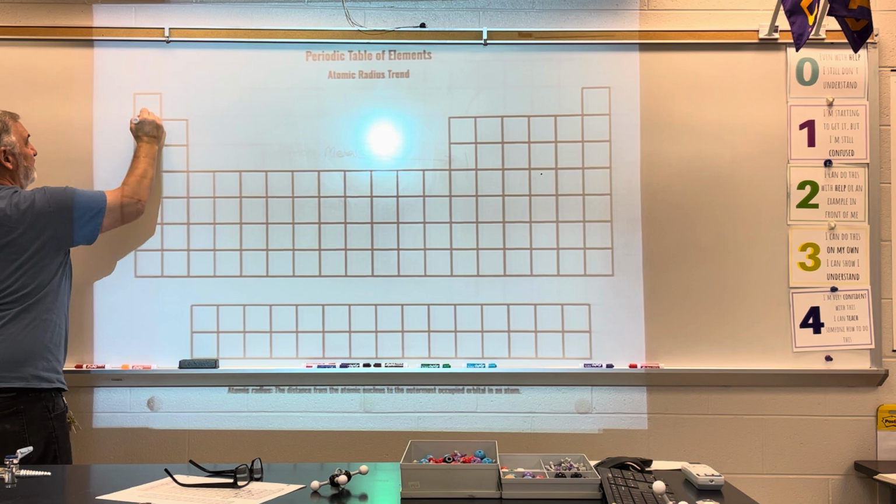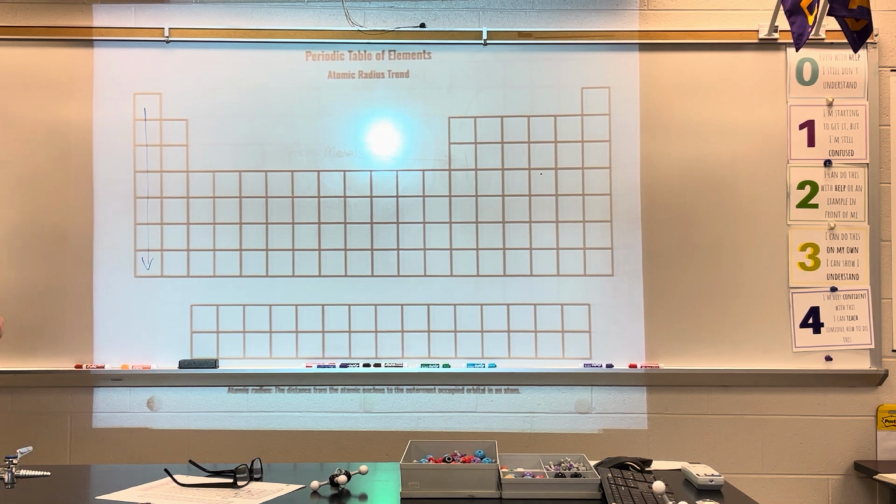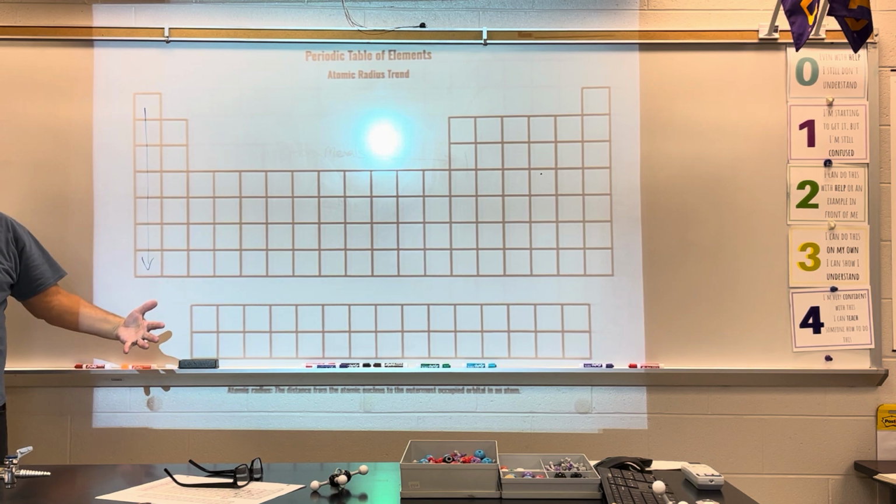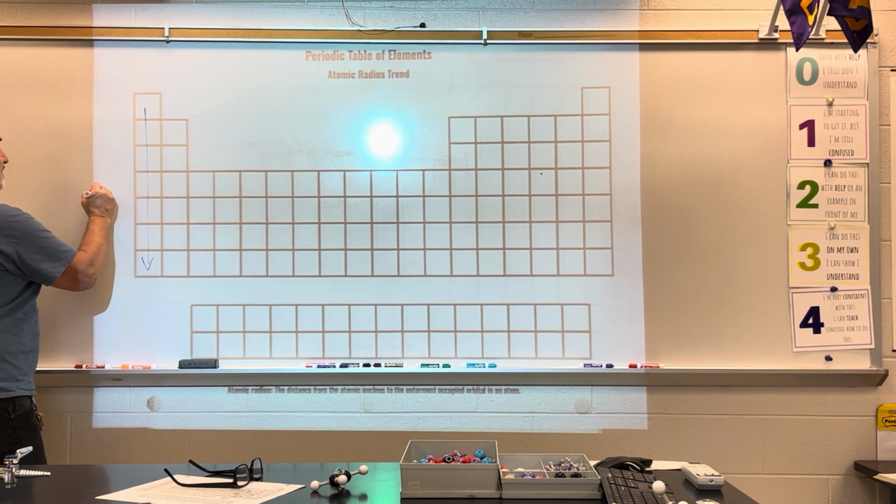As we go down this way, what happens? It gets bigger. Why? More energy levels. Okay? So you've got 1 energy level, 2 energy levels, 3 energy levels, 4 energy levels, ladies, 5 energy levels, all the way down to 7. So every time you add an energy level, it's getting bigger. Okay? So it gets bigger going down.